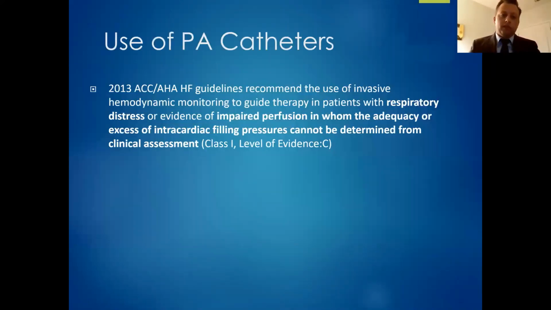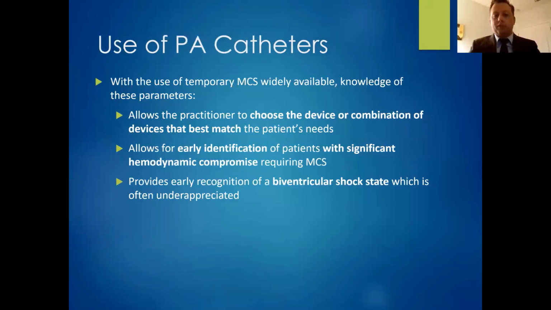So the 2013 ACC/AHA heart failure guidelines recommends the use of invasive monitoring to guide therapy in patients with respiratory distress or impaired perfusion in whom the adequacy or excess of intracardiac filling pressures cannot be determined from clinical assessment. So even though you're able to do an assessment of the right atrial pressure, you may not have a clear idea about what the wedge is. You may want to be able to compare those two. And this is in a time when we have temporary mechanical circulatory support being much more common. This is going to be able to help you choose that device or devices much better to match the patient's needs.